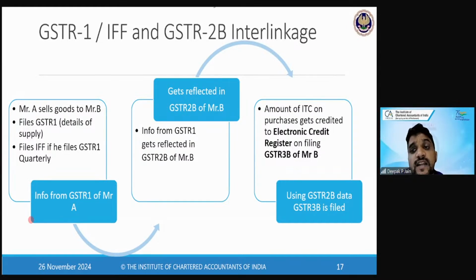Nahi Preeti, if he's filing quarterly, he will file the GSTR 3B and GSTR 1 quarterly. IFF is the invoice furnishing facility, which is interim filing. So monthly he will file IFF and quarterly he will file GSTR 1.